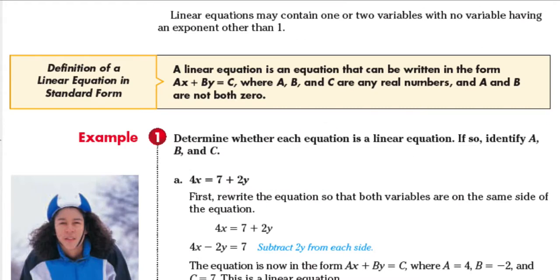We define it more in the next one. Linear equations may contain one or two variables with no variable having an exponent other than 1. This definition right here is probably as important as the definition that we see in the linear equation in standard form. So when you talk about the linear equation, it may contain one or two variables with no variable having an exponent other than 1.